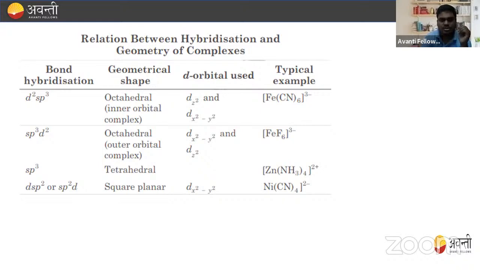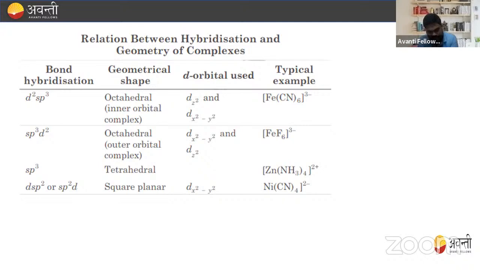For example, if the hybridization is d2sp3, then the geometrical shape is octahedral, and we call it an inner orbital complex, because here the inner d orbital comes into the picture. So which d orbital is used in inner orbital complexes? That is dz square. This becomes clear when we study the crystal field theory. The typical example is FeCl6.